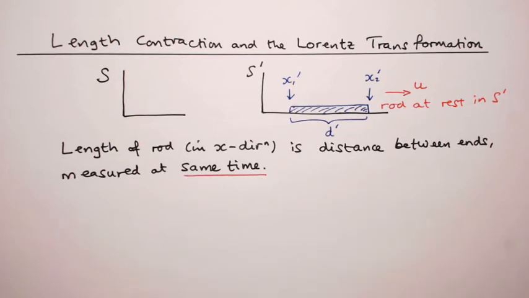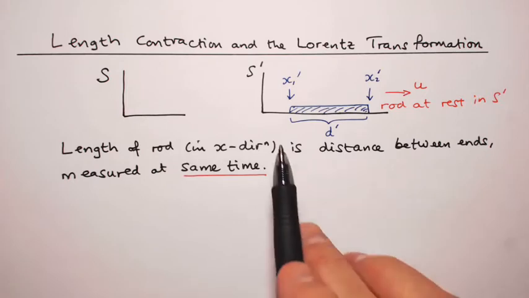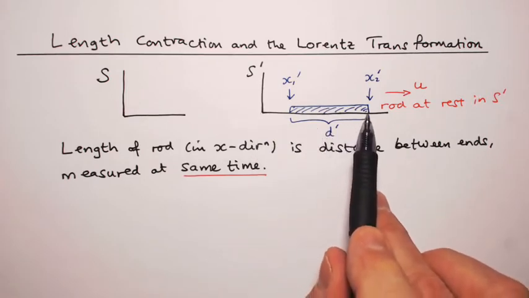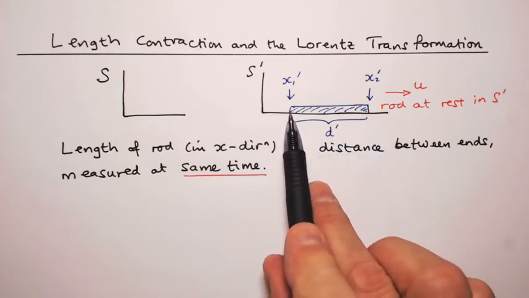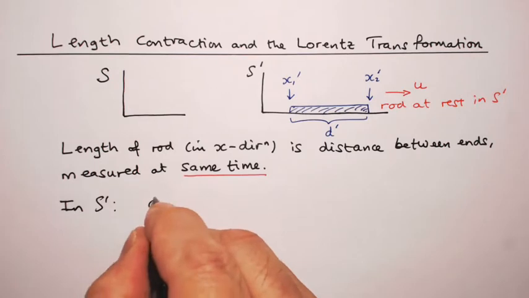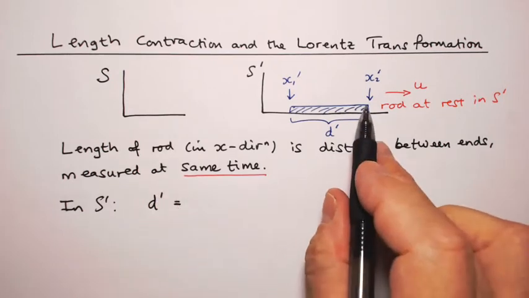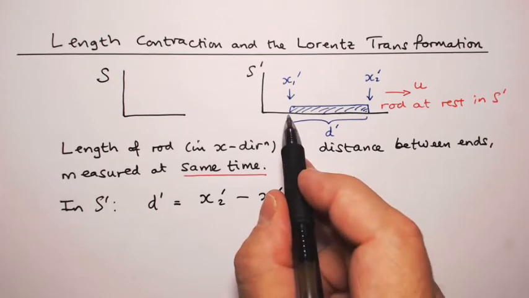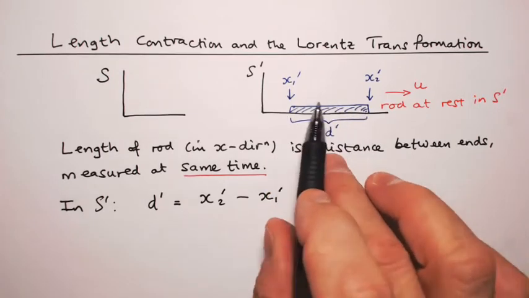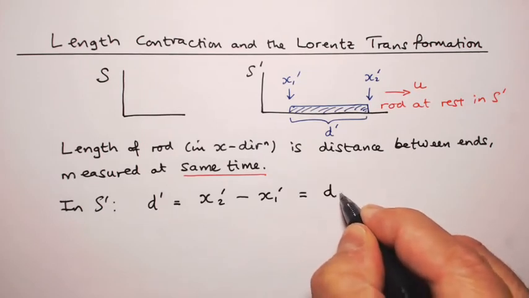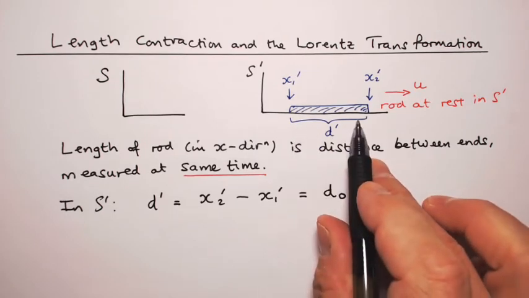So to find the length of the rod measured in S prime, the length is D prime, it is the difference between X2 prime and X1 prime. So we measure in S prime the length of the rod as the distance between the position of the end and the position of the beginning of the rod. Because this rod is at rest in S prime, the distance measured in that frame is the rest length, so the length of the rod at rest.